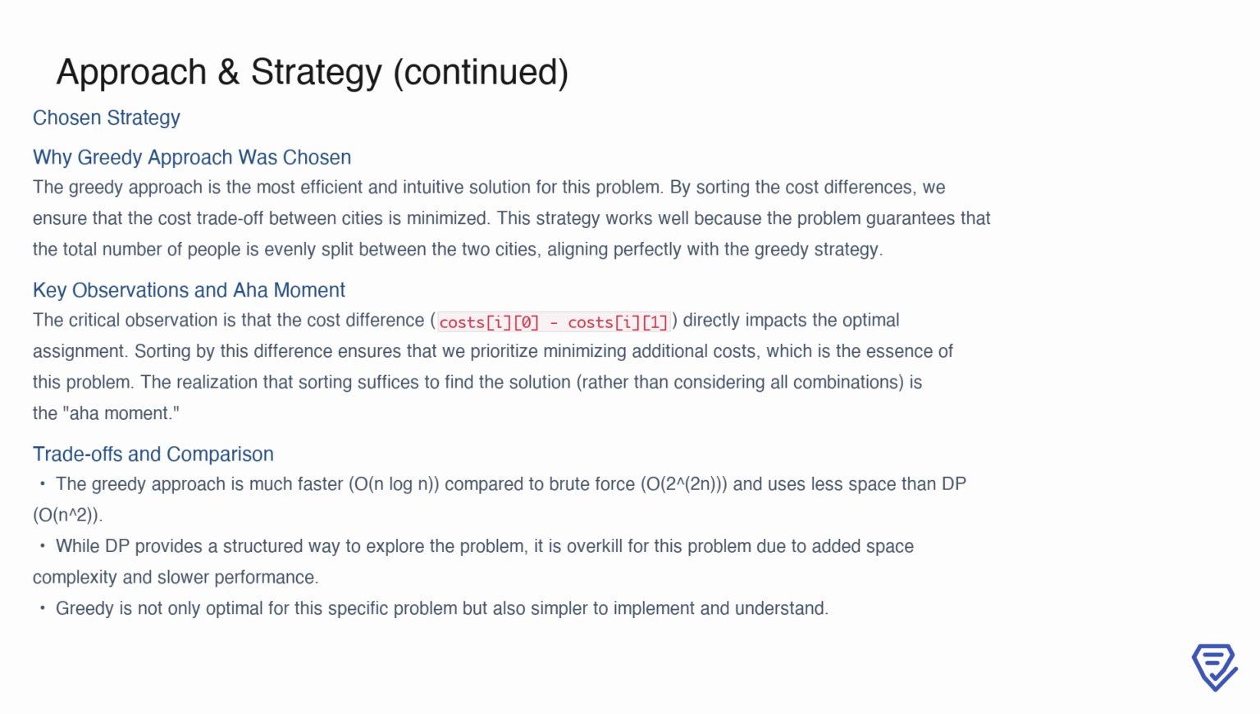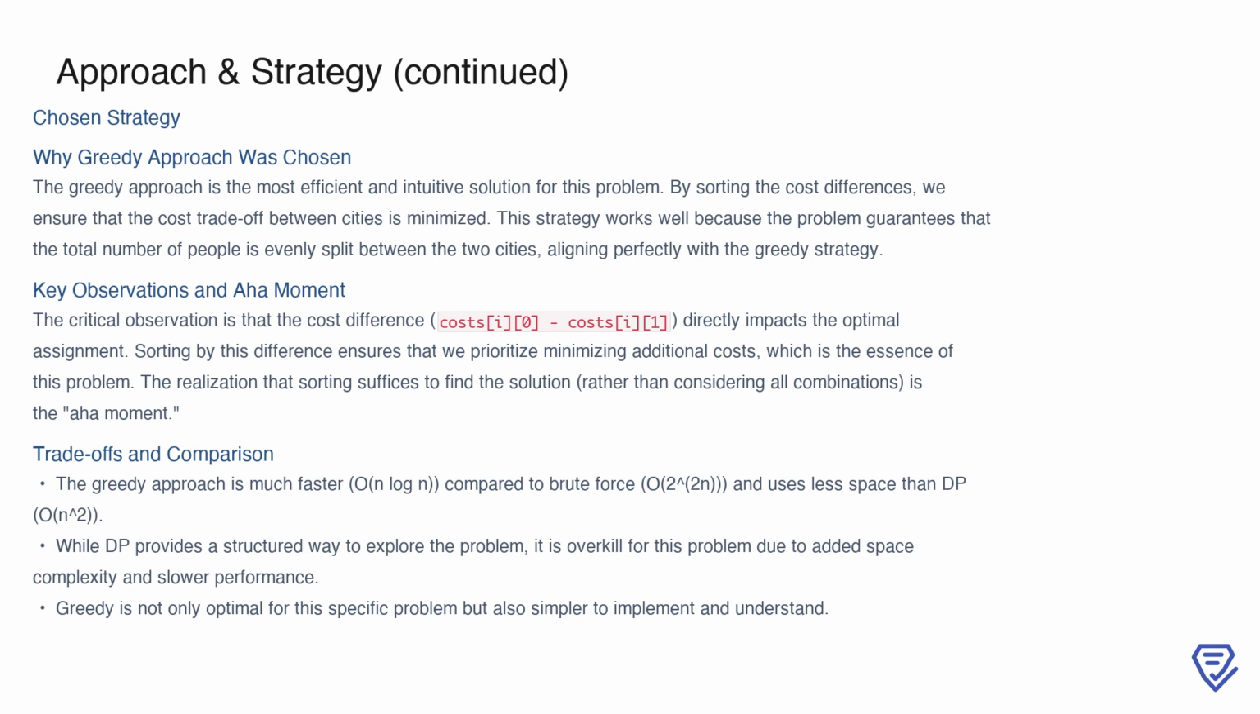A key insight here is recognizing the significance of the cost difference. Sorting by this metric allows us to prioritize assignments that minimize additional expenses, which is the crux of the problem. This realization that sorting alone can lead directly to the optimal solution represents the pivotal aha moment in our strategy.